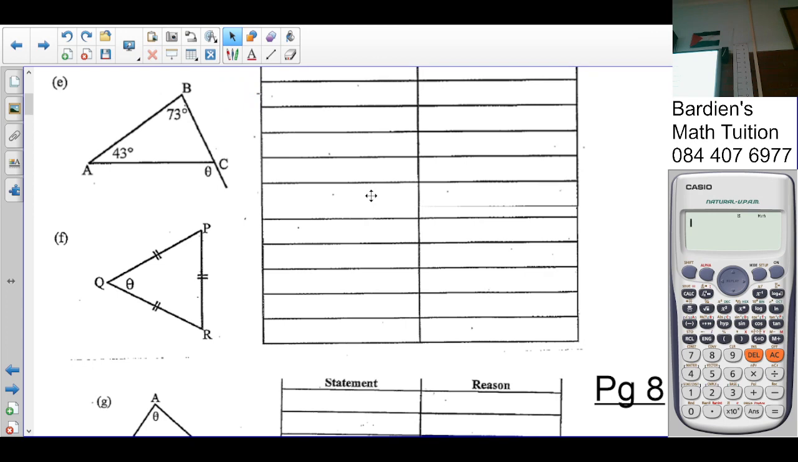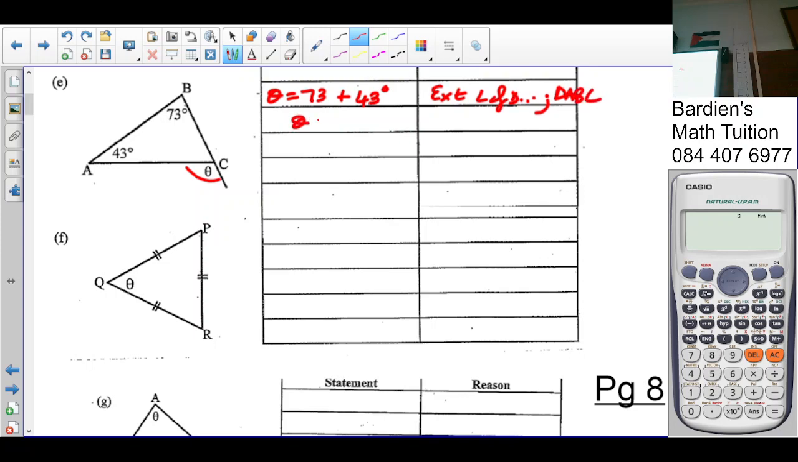What can we say here? Same story. Exterior angle is equal to the sum of the two interior opposites. So theta is equal to 73 degrees plus 43 degrees. That is the exterior angle of triangle ABC. Okay, so theta works out to be 116. You all agree with that?